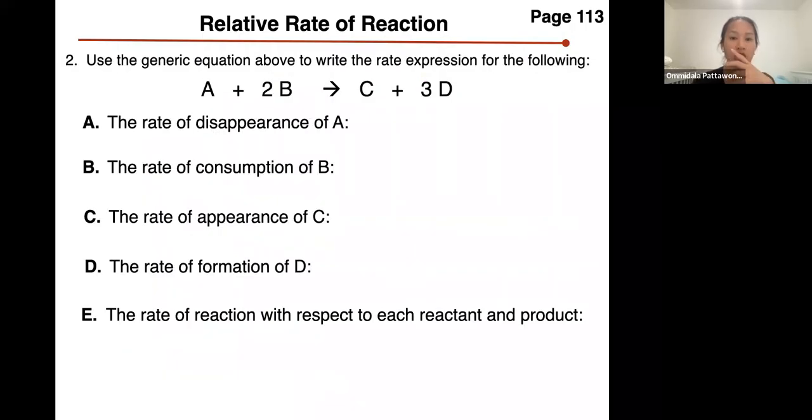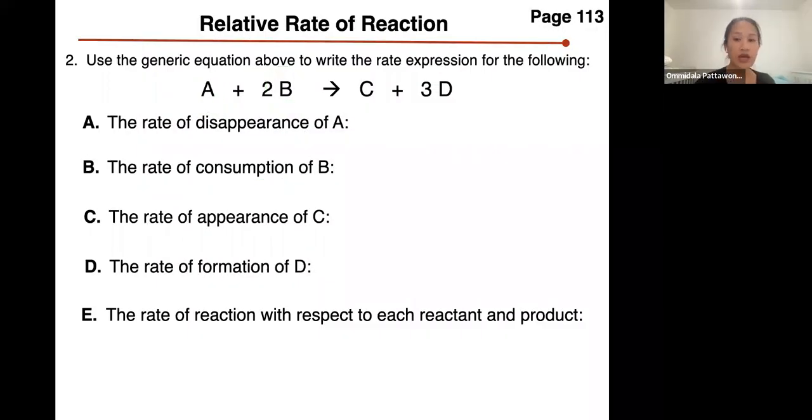All right, so now we are going to look at relative rate, based on each of these species. When I look at A, because A and B are the reactants, the speed involved with their disappearance or consumption, or decreasing, because over time they disappear, they're being consumed, they are decreasing. So whenever you see the rate of disappearance or the rate of consumption, that indicates it is part of the reactant.